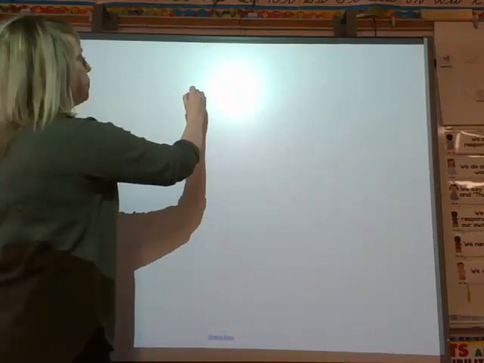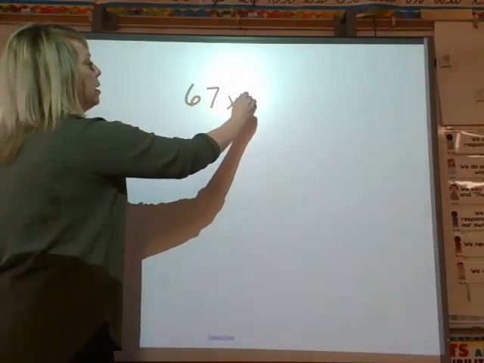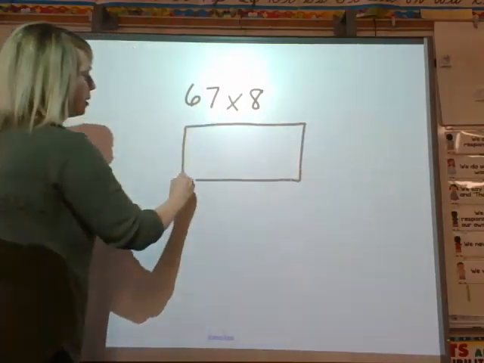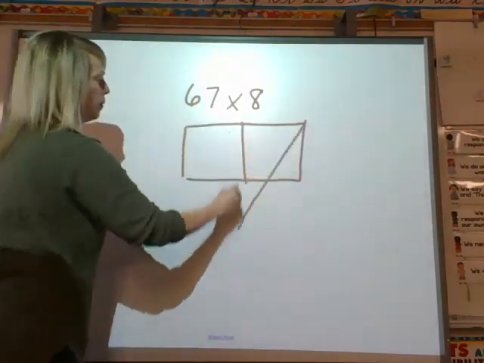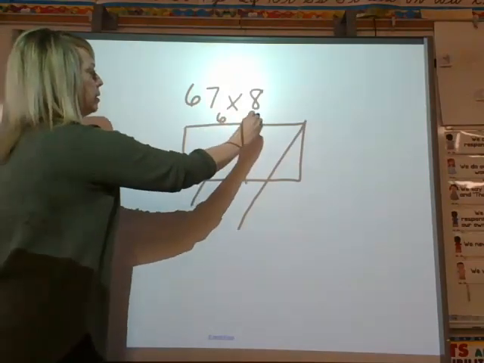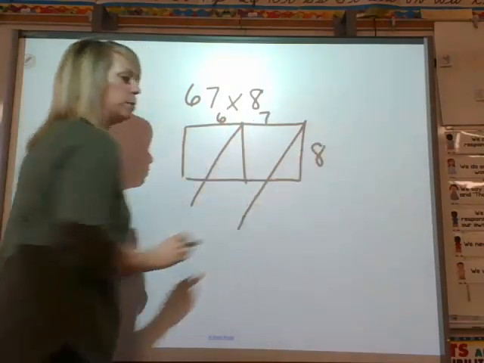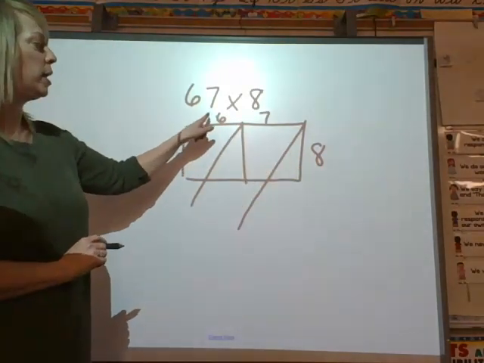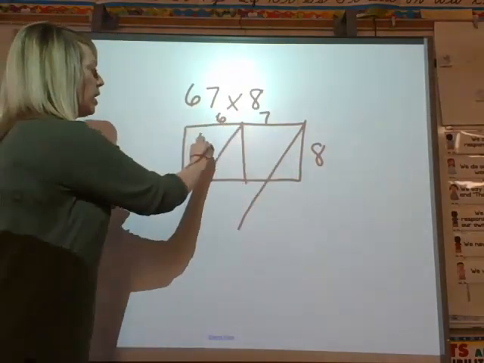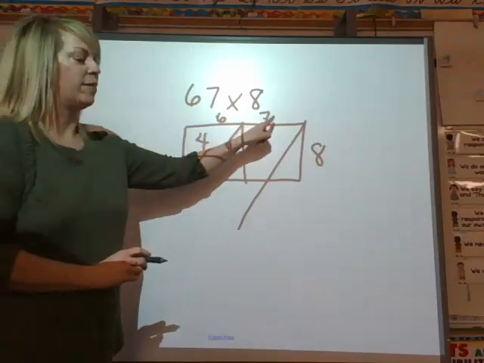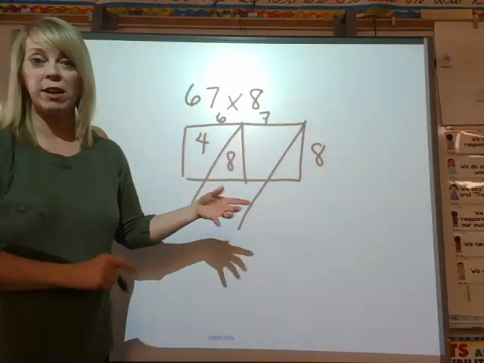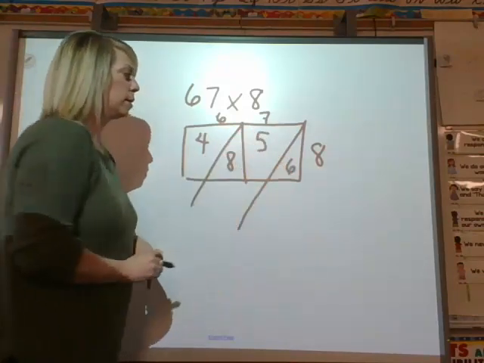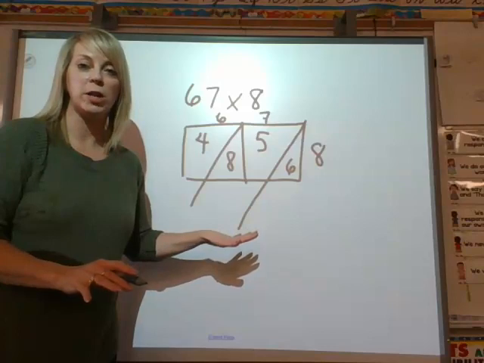So let's try 67 times 8. So we're going to draw our lattice. We're going to put 67 times 8 over here. So 6 times 8, that's kind of our rhyming one. 6 times 8 is 48. 7 times 8, what comes in front of 7, 8? 5, 6. So 7 times 8 is 56. So we're finished multiplying. Now we go on to adding.